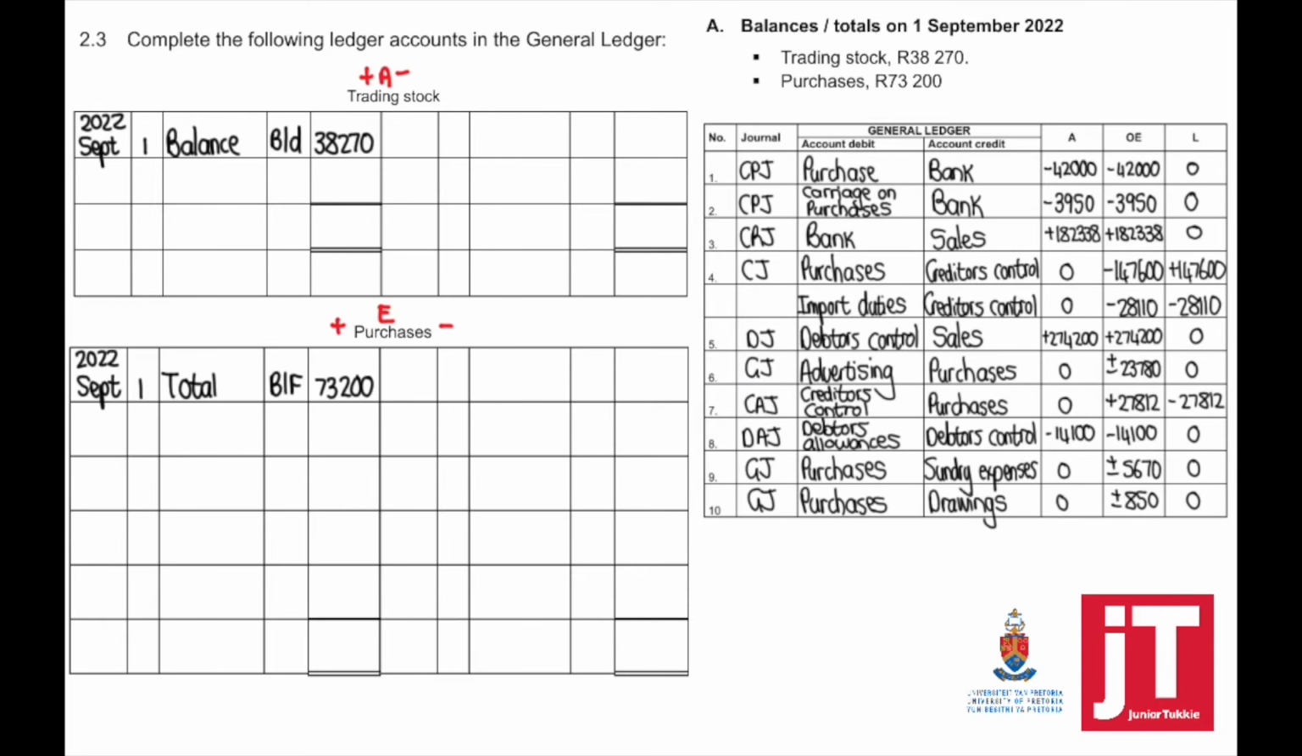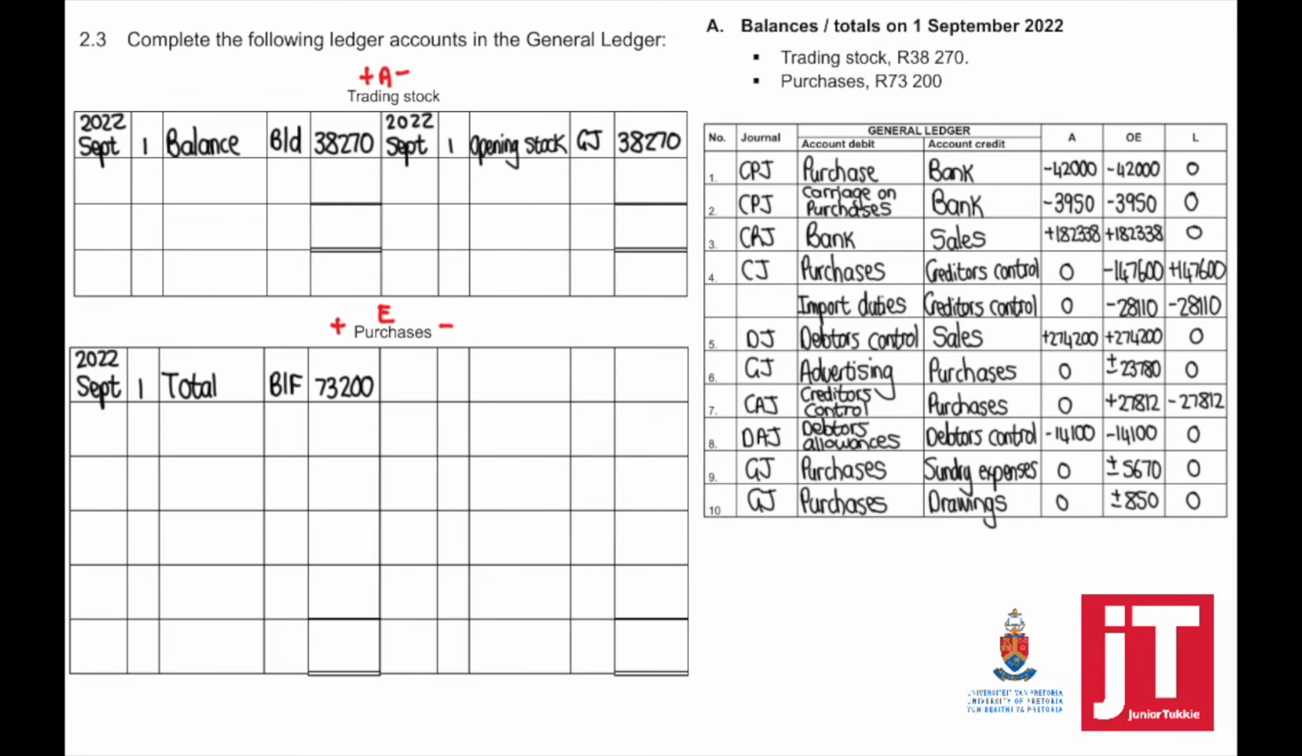Now the only items that are recorded in my trading stock account are my opening stock and my closing stock. So that balance brought down of 38,217 must be taken to the opening stock account. So trading stock is going to be credited and opening stock would have been debited.